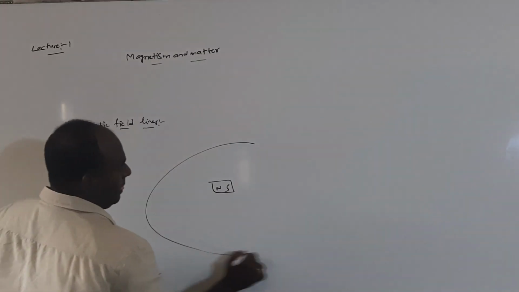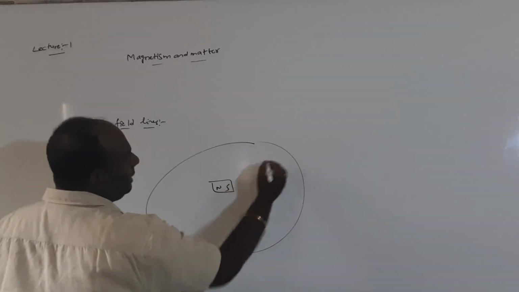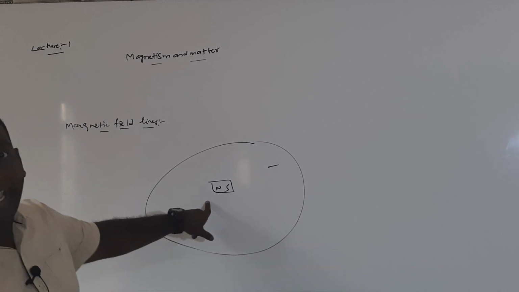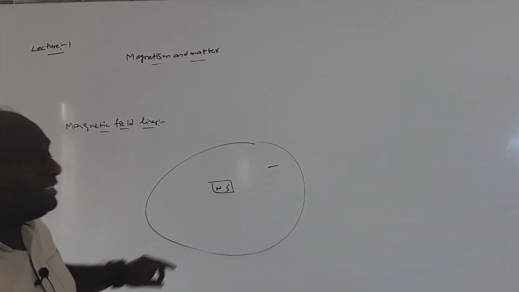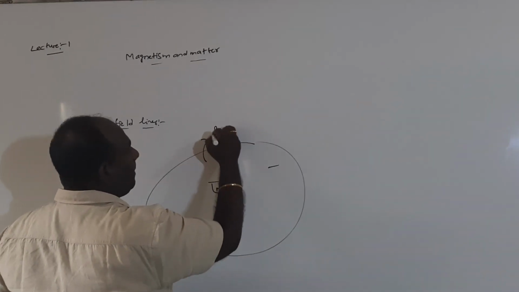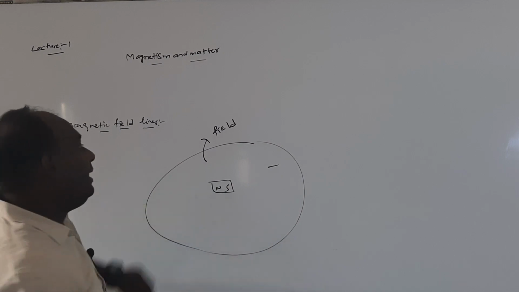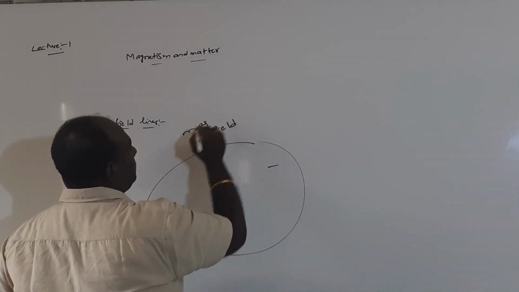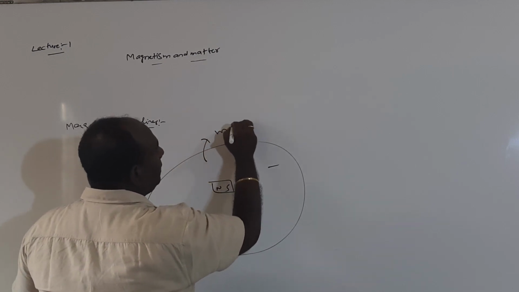What is meant by influence? If you place any other charge, I will write in detail. This is a magnet, and it has two poles. In this region, if I place any magnetic needle, then this magnetic needle experiences either an attractive force or a repulsive force. That region is known as field. Since this field is exhibited by a magnet, it is known as magnetic field.